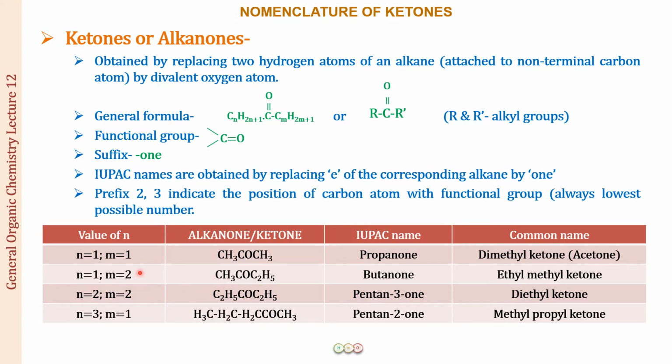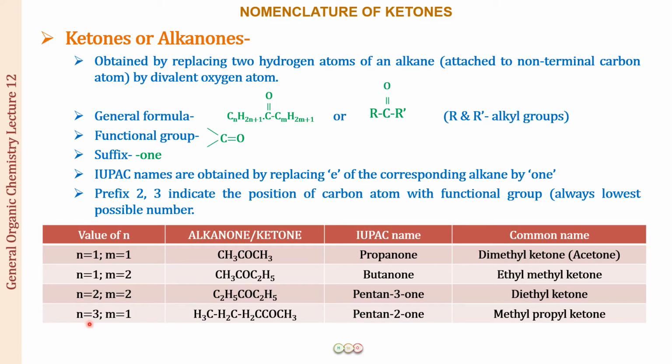Okay. The next compound is when N is 1, so this is CH3. When M is 2, that means it is C2H5. So again, if you count the total number of carbons for the molecule, it is going to be 4 carbons. So this becomes butanone. Next we have N2 and M2. So here what we are going to see is that we have a C2H5, CO, C2H5, and it is going to be a 5 carbon compound where the functional group is present on position number 3. So this becomes pentan-3-one.